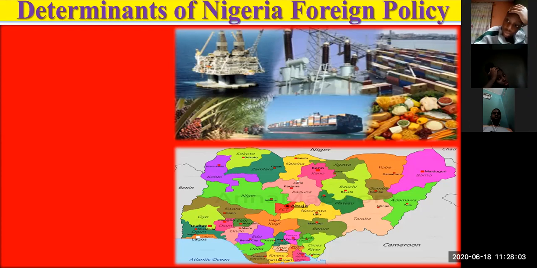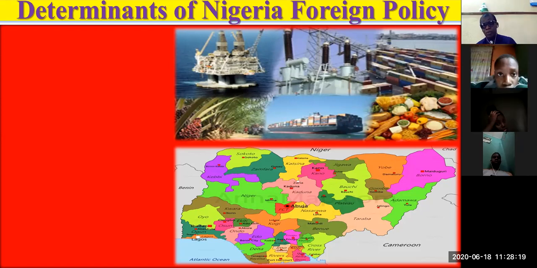Let me tell you, one of the factors that determine Nigeria's foreign policy, or that of West Africa, or any country in the world, is the economic factor. The economic factor, in the sense that either a country wants to create markets for its surplus products, that is under economic factor, or a country has a certain product that needs to be taken to finish for it to be useful, and such a country couldn't do it on her own. That is also an economic factor.